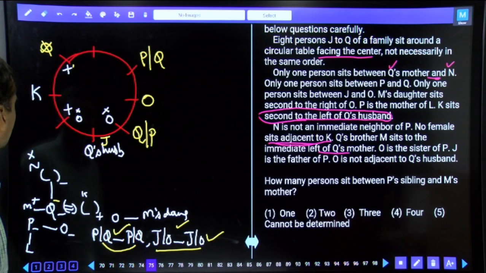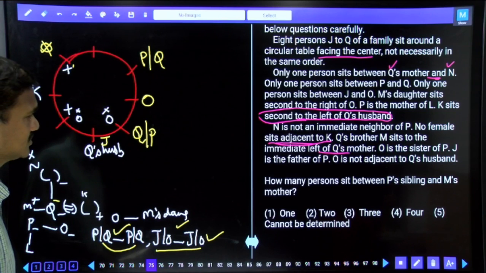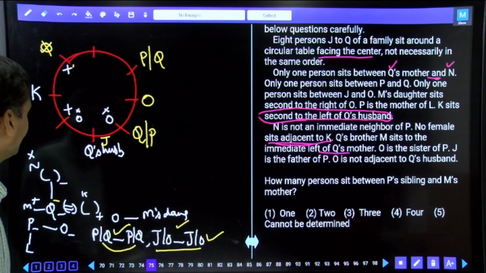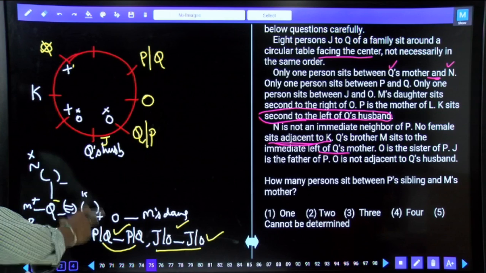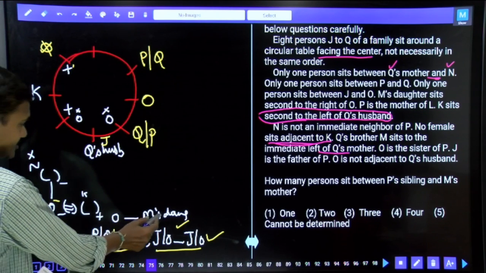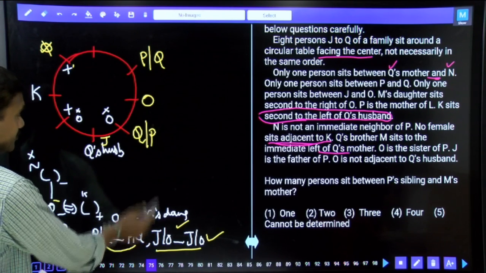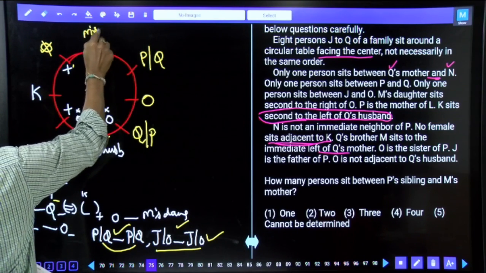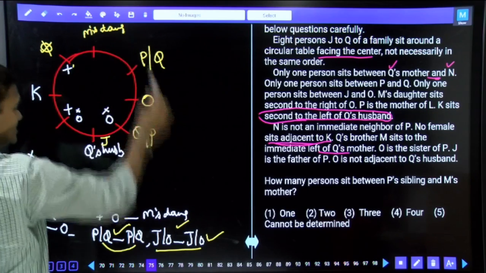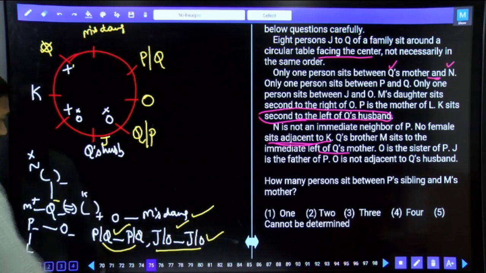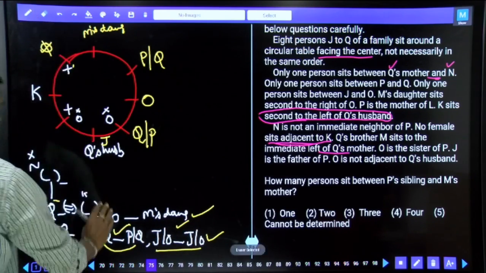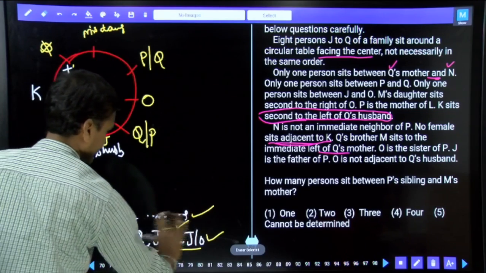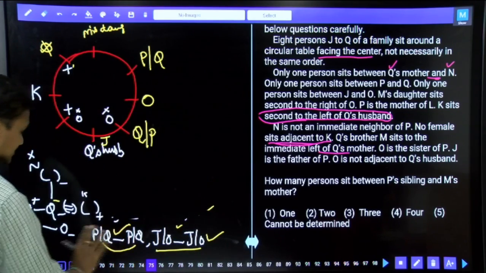Then next one. As P and Q were here, and what is the other? J is the father of P. Now let us come back to this information here. And M's daughter sits second to the right of O. As O is here, M's daughter must be at this place. M's daughter is seated second to the right of O. I have taken these entire three pieces of information and I'm arranging this one because the space is not sufficient.